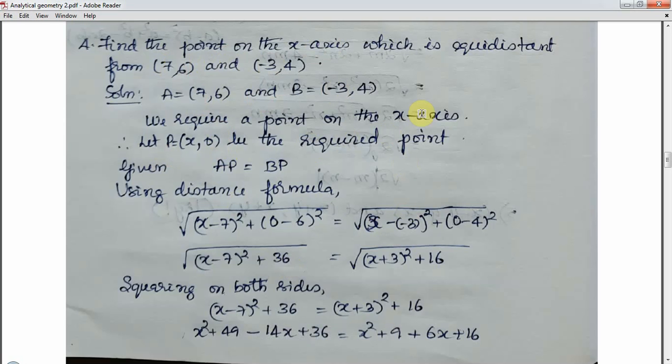We have done this in the last class. For a point on the x-axis, its y coordinate will be 0. Therefore, let the required point be P of x, 0. P is the point I want now.